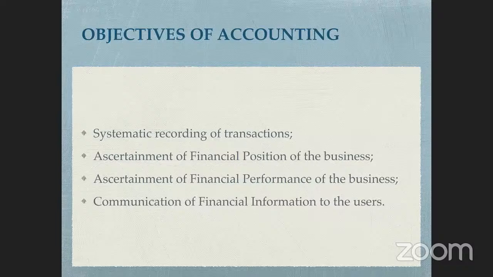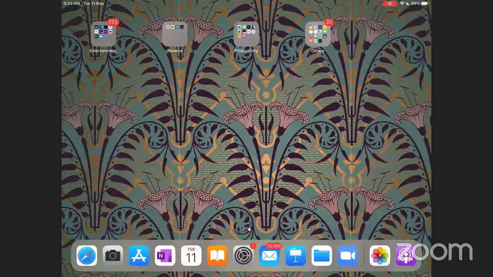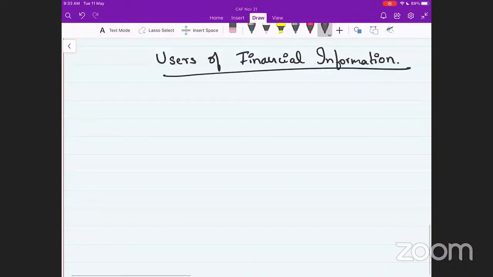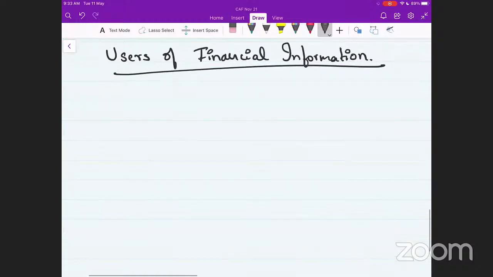Next one, users of financial information. Let's see who are the users of financial information. Can you think of some of the users? Okay, so many people you listed. So, first we'll start with shareholders, government, and all that. Let's start with the first.